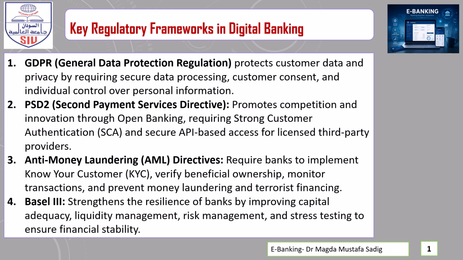Third, AML regulations. Anti-money laundering regulations help prevent criminals from using banks to hide illegal money. Banks must verify customer identity, monitor transactions, and report suspicious activity. Fourth, Basel II, Basel III. Basel III strengthens financial stability by improving capital adequacy, liquidity management, risk management, and stress testing. These standards help banks remain financially stable during economic crises.